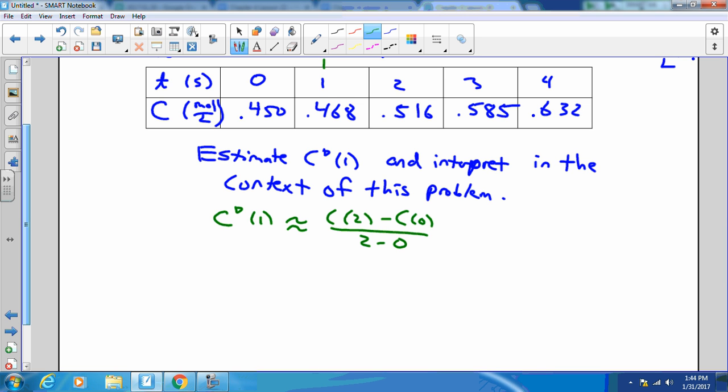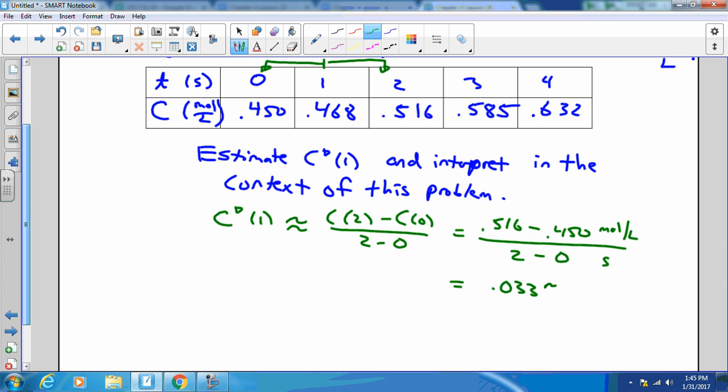Hopefully your computation looks something like this. Hopefully you went to either side of t equals 1 and found the values here. Like so. You get 0.516 minus 0.450 moles per liter. Notice that the units can be pulled right from the chart there. Over 2 minus 0 seconds. And that gives me 0.066 over 2, so 0.033. You can write that as moles per liter per second, or moles per liter second if you want to split it out.